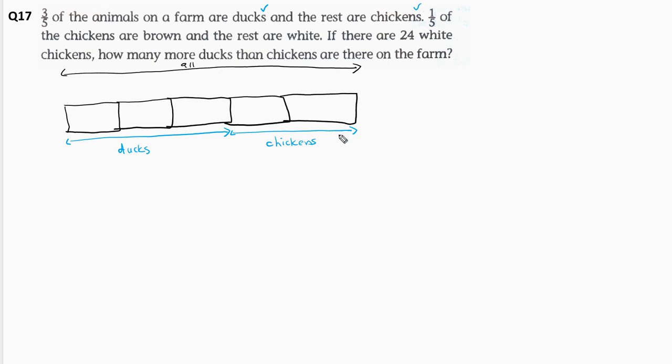Remember, this is all of the animals on the farm, all of these birds, and we were dealing in fifths of all of the animals. Now this is 1/5 of the chickens, just the chickens. So I'm going to draw a little extra line around here. This represents the chickens. And what this is saying is 1/5 of the chickens are brown. So that means that we have to subdivide this so that we can deal in fifths.